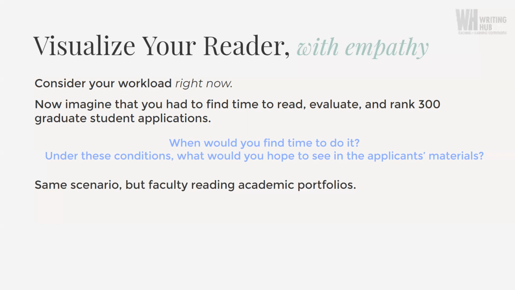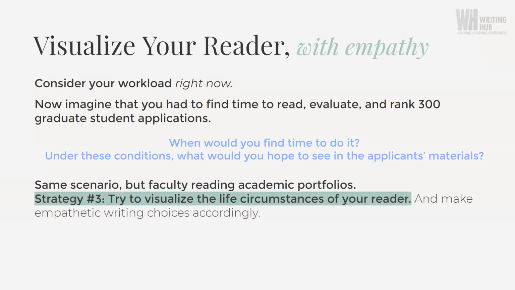And now they're on this academic search committee. They probably can't remember why they signed up for this. And here they are in the same situation that you imagined yourself being in just a moment ago. And so this leads us to our third strategy of this workshop. Try to visualize the life circumstances of your reader and make empathetic writing choices accordingly.